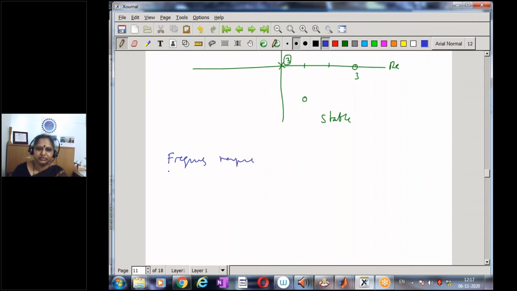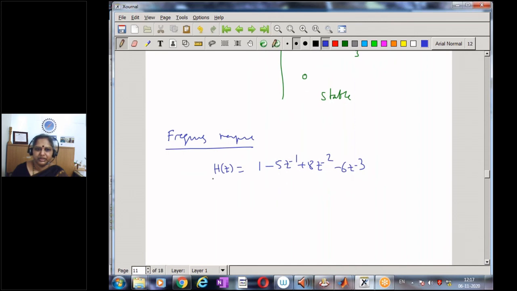Frequency response for the same system. So we have H(z). H(z) is given by 1 minus 5 z inverse plus 8 z to the minus 2 minus 6 z to the minus 3. And the frequency response H(omega), I can get it.